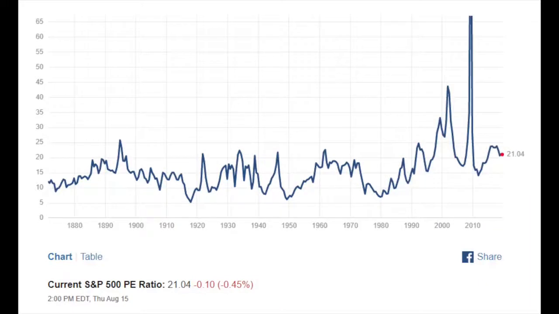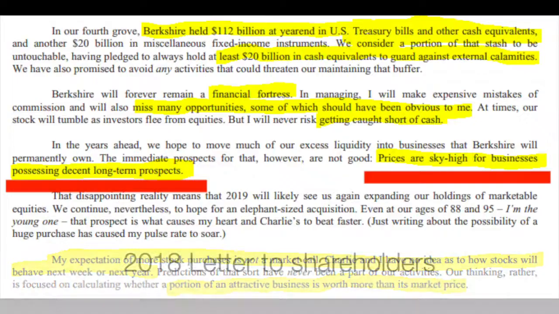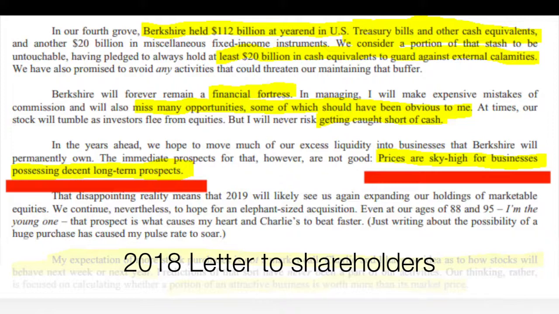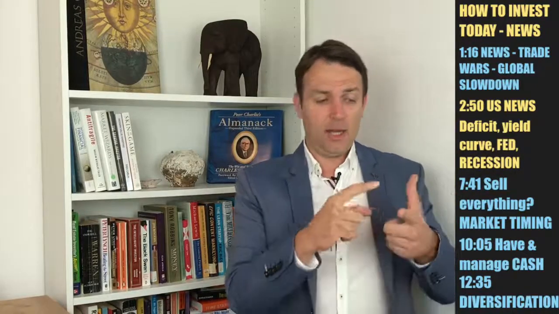Plus, if we take a look at fundamentals, ratios and valuations are sky high. Just take a look at the S&P 500 price earnings ratio. It is 21.4. It is much higher than the historical average, and we have seen Warren Buffett saying that prices are sky high for businesses, and that is why he has 122 billion in cash. So we have a lot of risks piling up, and we have high valuations. Combinations that you would say, okay, I should sell everything and retreat in panic.